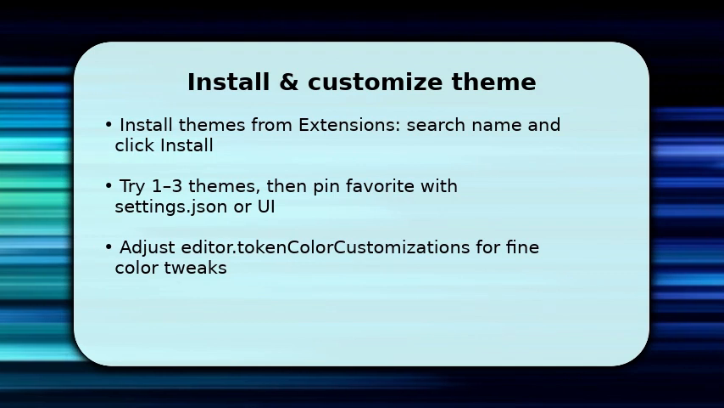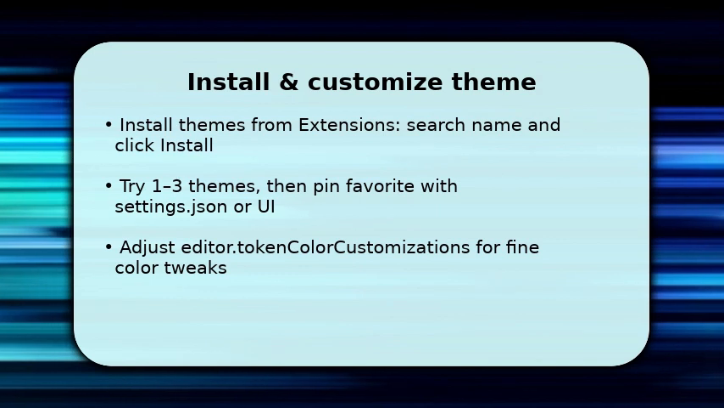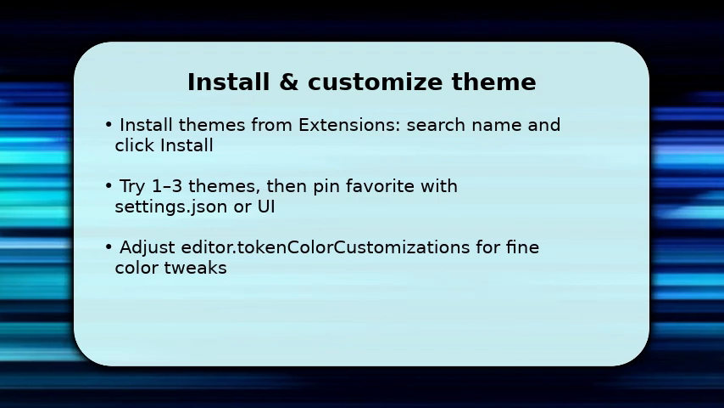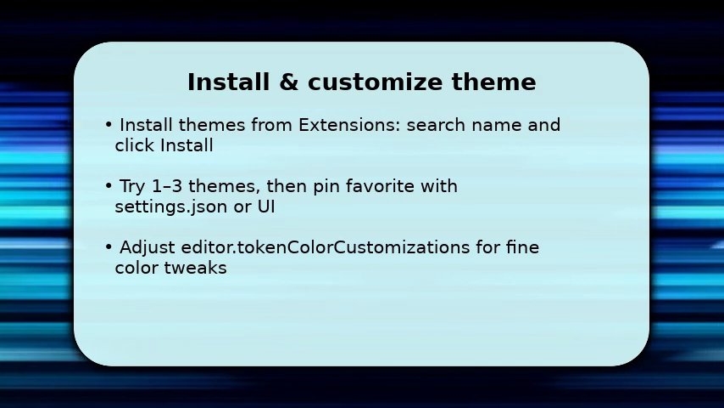To customize, open Settings, JSON and Add Editor, Token Color Customizations or Workbench. Color customizations so specific syntax or UI colors match your workflow. Once satisfied, save changes and let the editor render the final look.